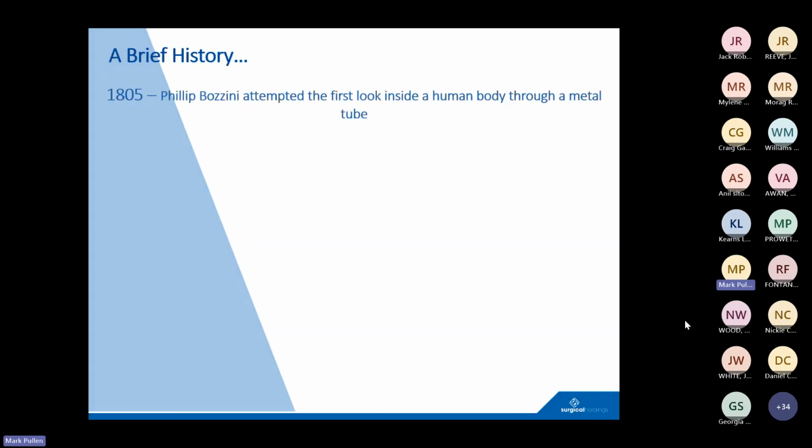Moving forward in time to the 1800s, Philip Bozzini attempted the first look inside a human body through a metal tube, which sounds pretty terrifying. This was actually during a war against the French. He created a basic instrument designed to inspect gunshot tracts.